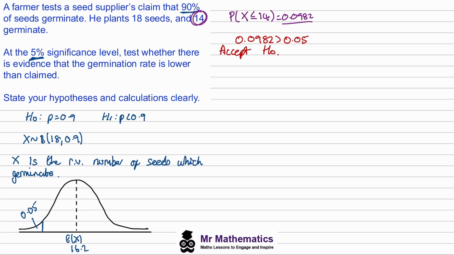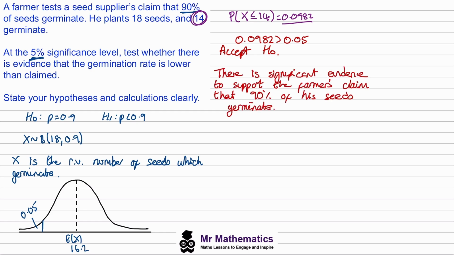So what do you think our conclusion will be relating back to the context of the question? We'll say there is significant evidence to support the farmer's claim that 90% of his seeds germinate. Okay? Let's try some exam style questions.